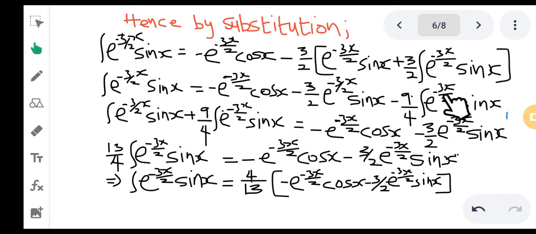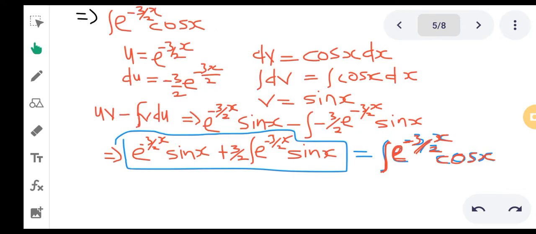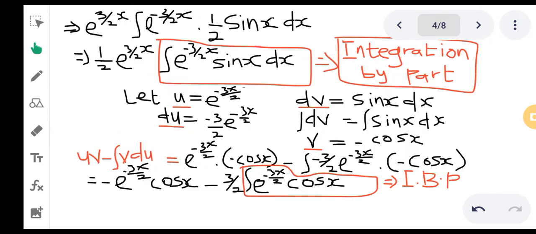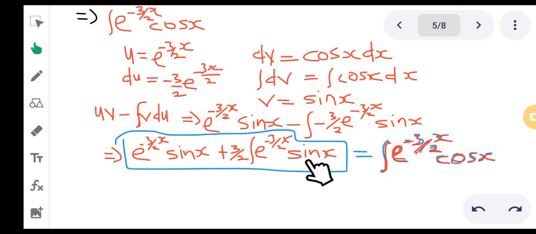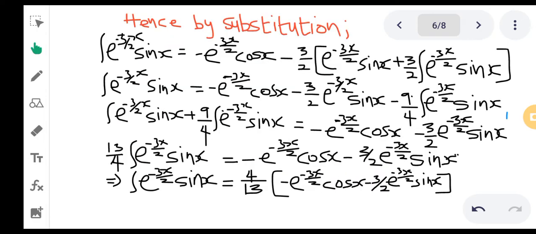Then the integral of e exponent minus 3x over 2 cos x dx. What we are trying to do is this: because we obtained a certain expression here, the e exponent minus 3x over 2 sine x dx, it is similar to the original question that you were to integrate. It's the same thing. That's why we didn't integrate it again. So that's the whole idea.